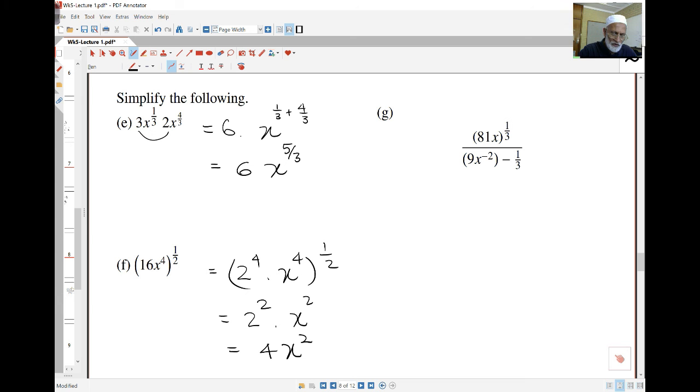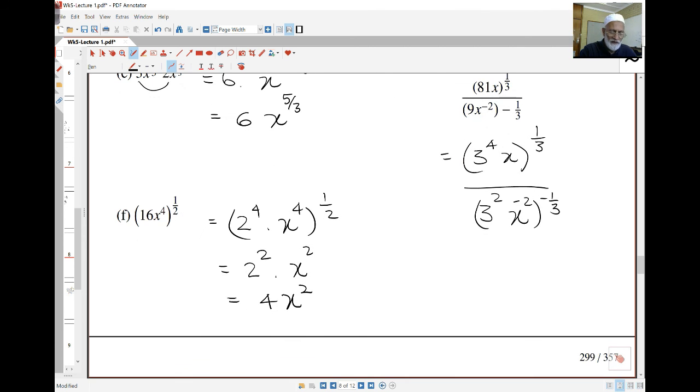The next one might look a bit more horrible, but let's have a look. We know 81 is 3 to the 4th. And then I've got x to the 3rd. The 9 is 3 squared, and x to the minus 2 to the negative a third. That should be a power here, a small typo which I'll have to fix. Negative a third, there's a power.